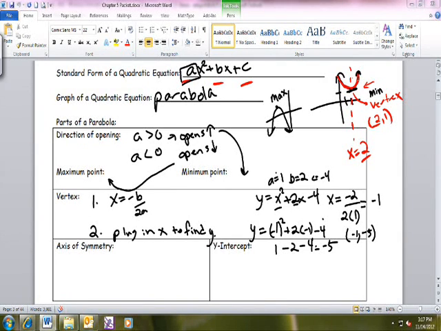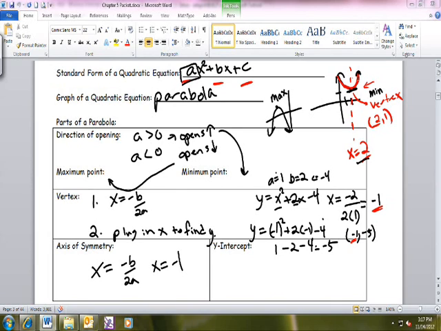So there's our vertex. The axis of symmetry is always the x-coordinate of our vertex, so our axis of symmetry is always x equals whatever x is, which is our negative b over 2a. In this case, x equals negative 1, because that was the x value of our vertex. We have our negative b over 2a, we already figured that out.